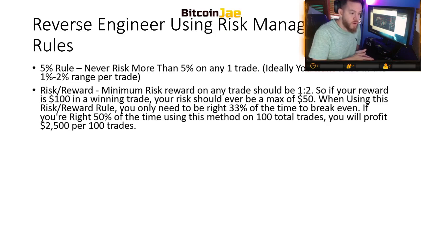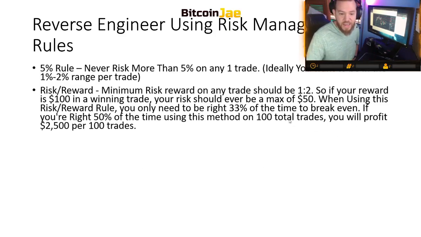So if you're right more than 33% of the time, guess what? You're now a profitable trader. So if you're right 50% of the time using this method on 100 total trades, you will profit $2,500 per 100 trades if your reward is $100 and your risk is $50. That's just to give you an example.